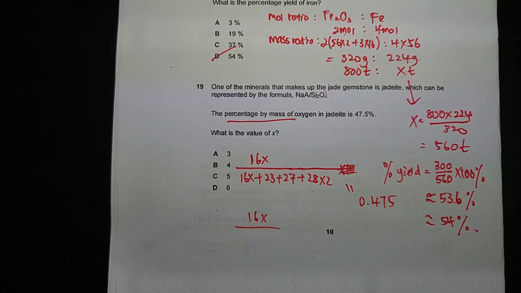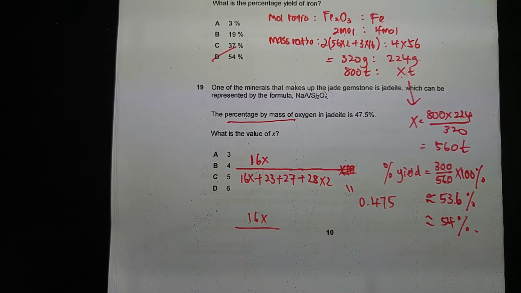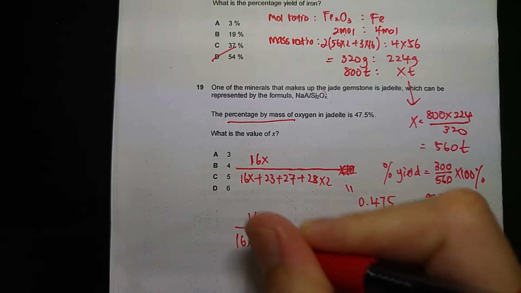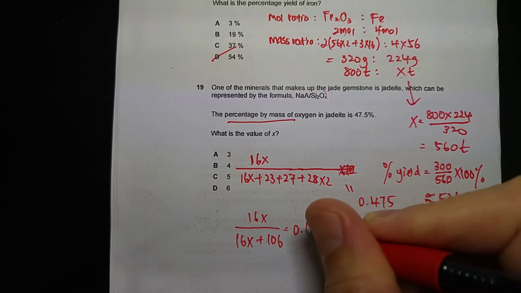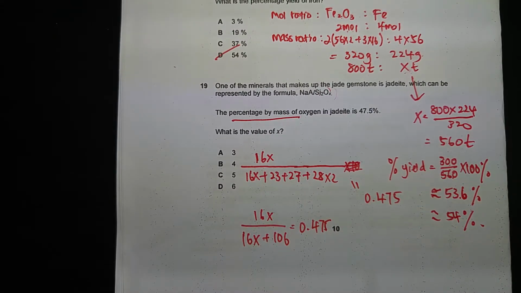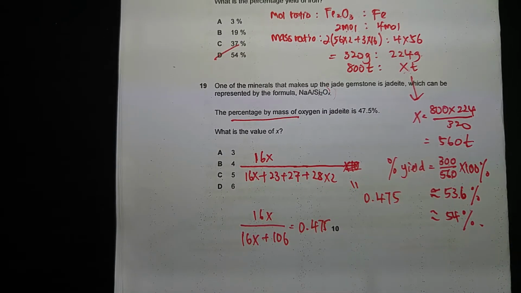Okay, this one I forgot to calculate beforehand. So this is not good. Okay, 28, right? Plus 27 plus 23, 106. So it's 16x plus 106, 0.475. Now, if you work this thing out, 106.